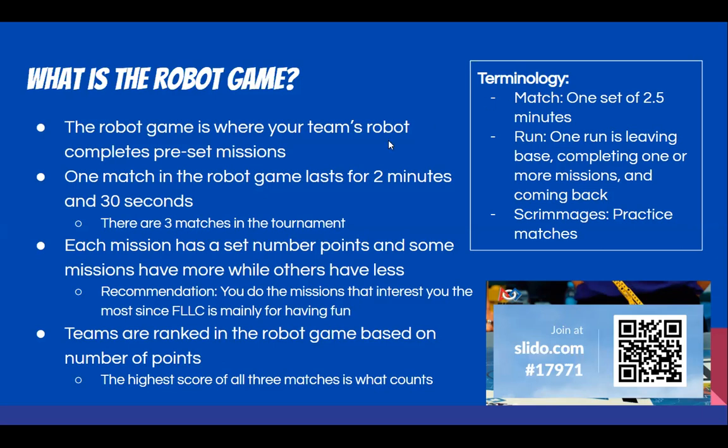So one match in the robot game lasts for 2 minutes and 30 seconds. There are 3 matches in the tournament, so you can think of each match or round as a different chance for your robot to complete missions. Each mission has a set number of points, and some missions have more points, while others have less points. Our recommendation is that you do the missions that interest you and are the most fun, since FLLC is for having fun. And finally, teams are ranked in the robot game based on the number of points. So the highest score of the 3 matches is what counts as your final score for the robot game part.